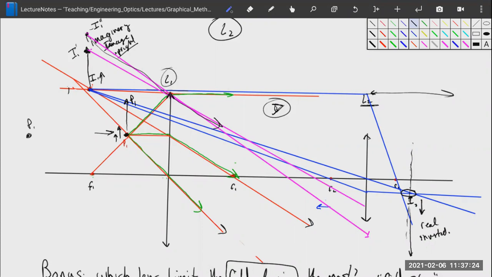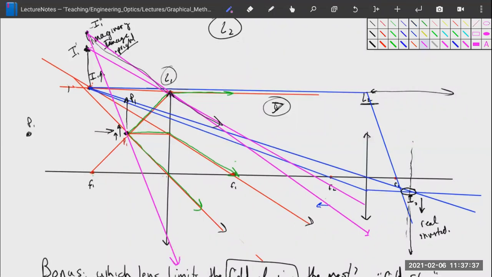Similarly, we could draw a ray that goes through the bottom of L1 like this, but it's pretty clear that ray would never even come close to coming through L2, right? It's going so far down, it would never even come close. So the only chance we have of having a ray come from I1 and hit L2 is for P1 to be low enough that it can actually make it there, which means that this is limiting our field of view. And if we wanted to increase our field of view, what we would do is we'd make L2 bigger. So we'd get a larger diameter lens there, or we'd have to redesign our whole system.